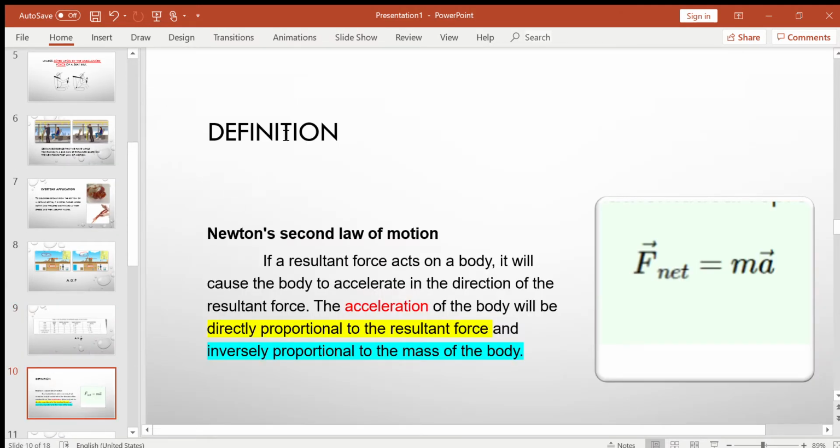So we have Newton's second law of motion, that is, if a resultant force acts on a body, it will cause the body to accelerate in the direction of the resultant force. So the acceleration of the body will be directly proportional to the resultant force and inversely proportional to the mass of the body. And the reason for that is, the total net force equals the mass multiplied by the acceleration.